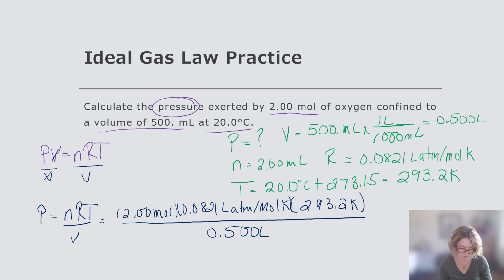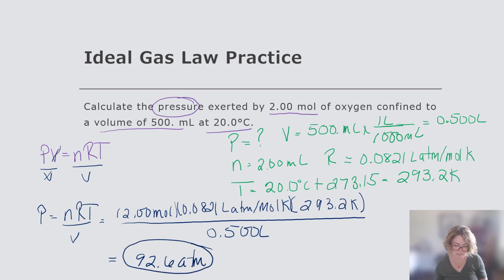which is 0.5 liters. So if I plug all my numbers in, and remember I'm looking for pressure, my units should be in terms of atmospheres. And then as I scan my measurements, I can see that my measurements, 2 moles, 500 milliliters, all have 3 significant figures. So my final answer is going to have 3 significant figures. So 92.6 atmospheres would be my answer.